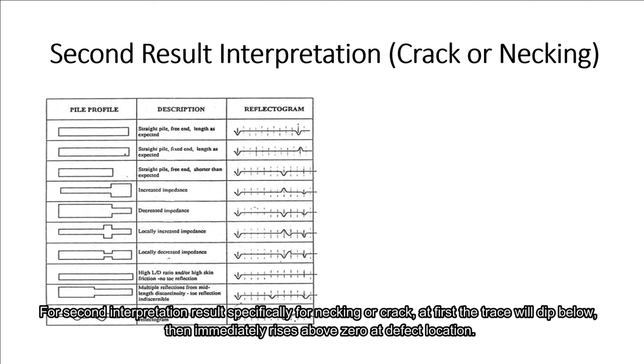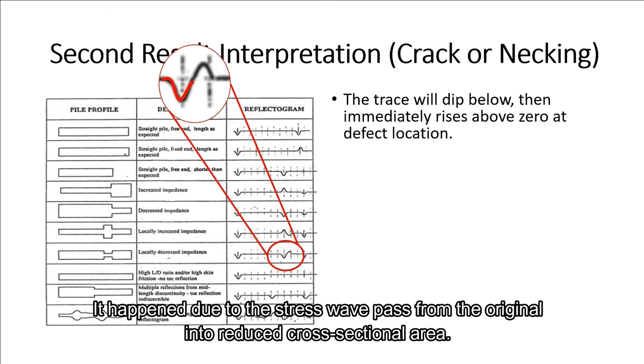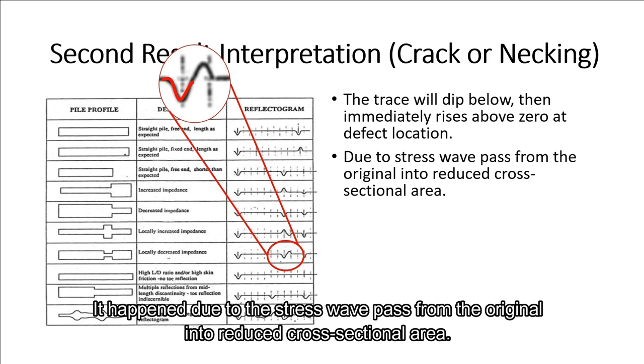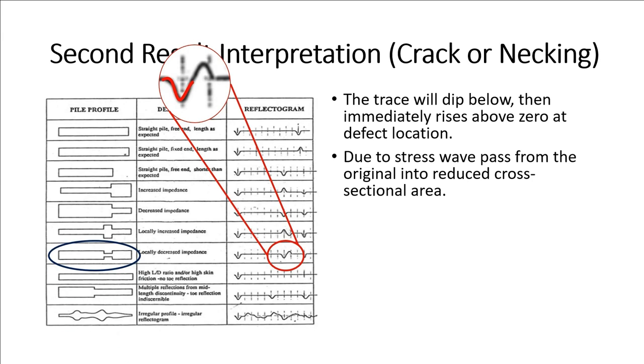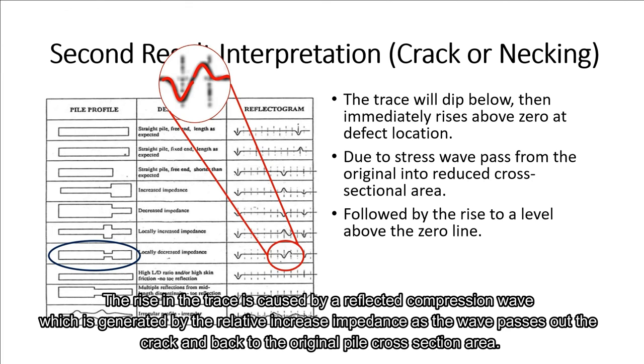For the second interpretation result, specifically for necking or crack, at first the trace will dip below, then immediately rise above zero at the defect location. It happens due to the stress wave passing from the original into the reduced cross-sectional area. Then it is followed by a rise to a level above the zero line. The rise and decrease is caused by the reflected compression wave, which is generated by the relative increased impedance as the wave passes out of the crack and back to the original pile cross-sectional area.